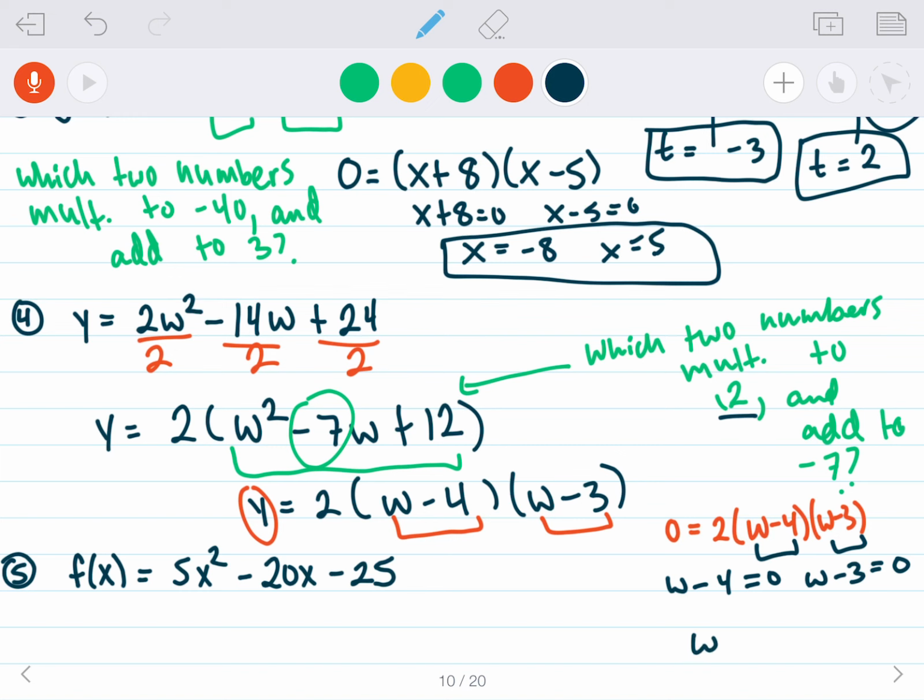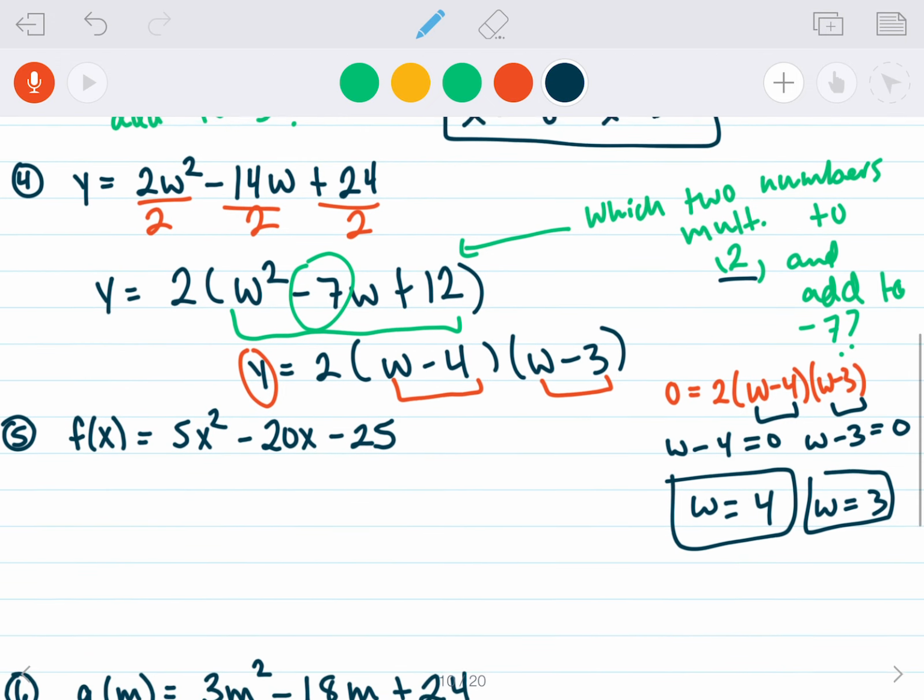Adding 4 to both sides, we get our first zero: w is 4. Our second zero is w is 3. So these are going to be our intercepts where it crosses that horizontal axis. In this case, it's not the x-axis, it's the w-axis, but all the same.